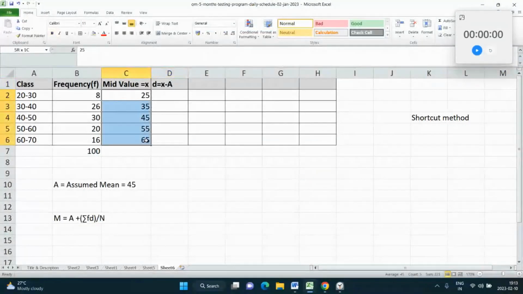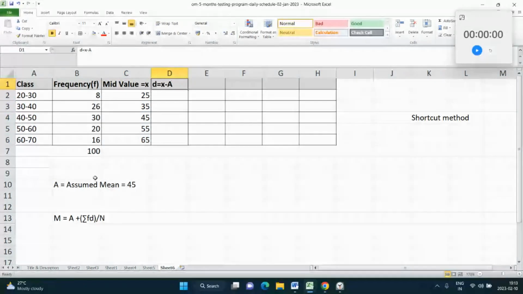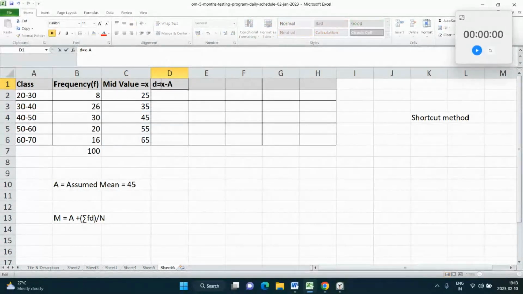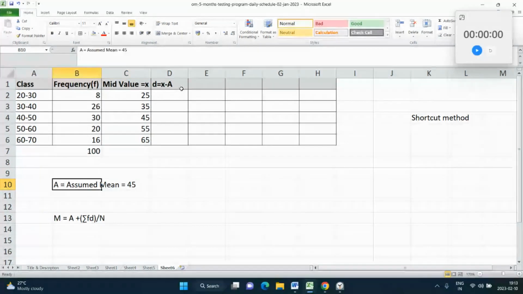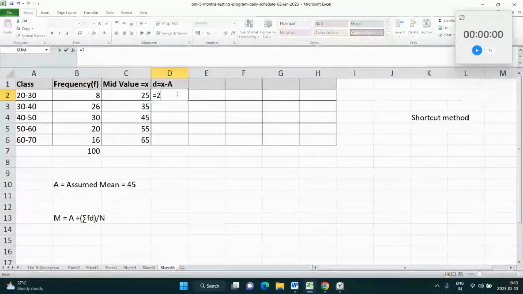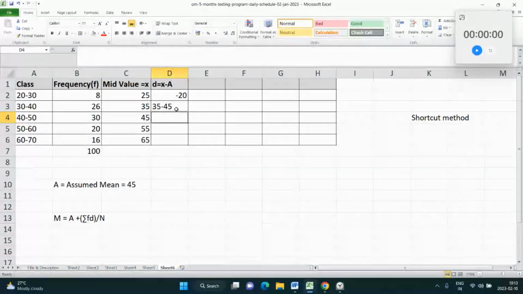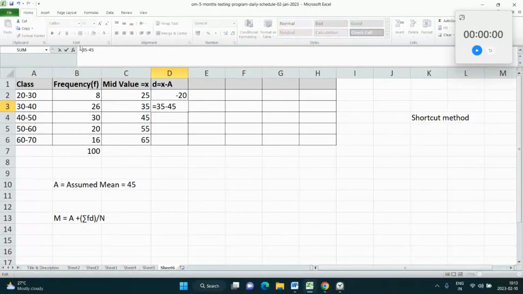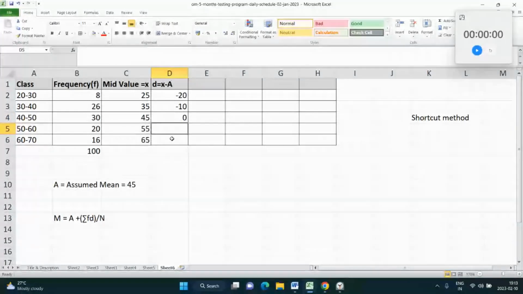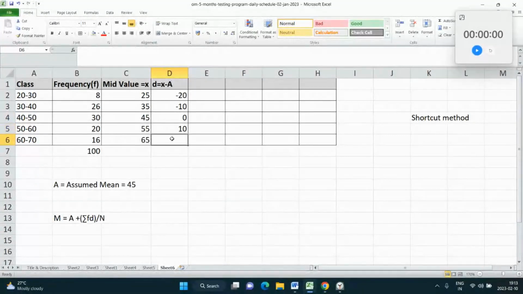Now I got the x also. If I have to find d, I have to have x minus a. What is x? X is the middle value. What is a? A is 45. A is equal to 45. Now I am finding 25 minus 45. 35 minus 45. This is 0. 45 minus 45 is 0. 55 minus 45 is 10. 65 minus 45 is plus 20.